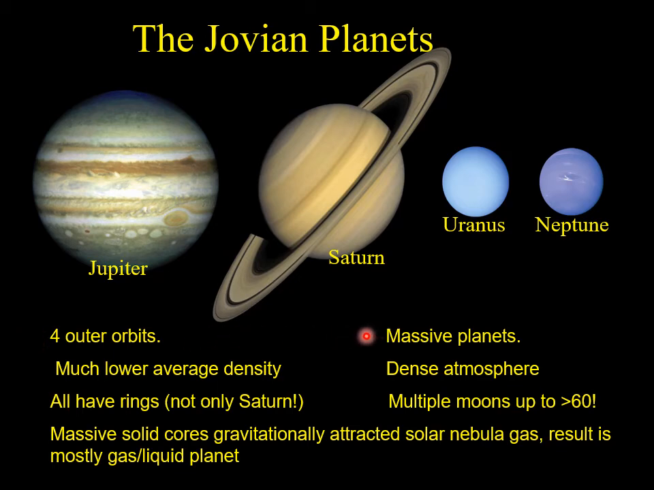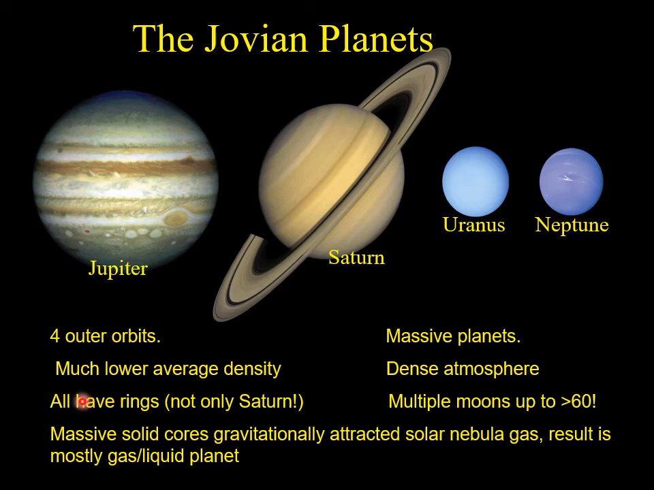These are massive worlds. In fact, this little spot here on Jupiter, the Great Red Spot, is a giant hurricane-like storm that's been on Jupiter for at least 400 years since we've been able to observe it. And this storm is larger than the entire planet Earth. So these planets are all huge compared to our Earth. They have a much lower average density because much of the volume of these planets is made of gas. They all have very dense atmospheres. These are the gas giant planets.